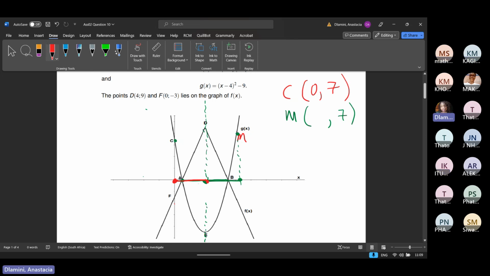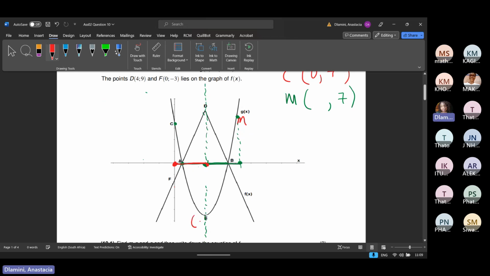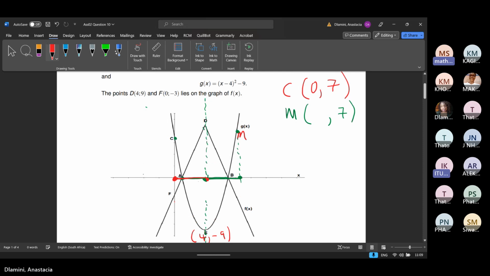4 units. Why? Where do you see that 4? Because there's no 4 written here. Ma'am, what is the vertex point of the parabola again? There we go. It is 4 and negative 9.